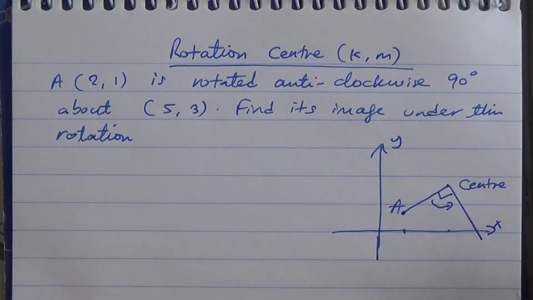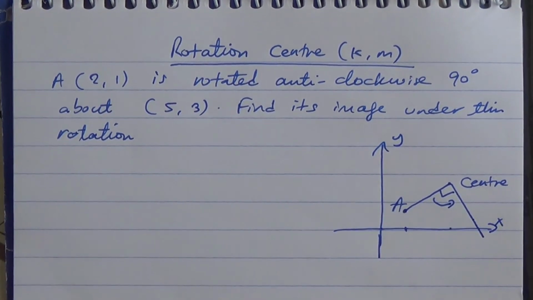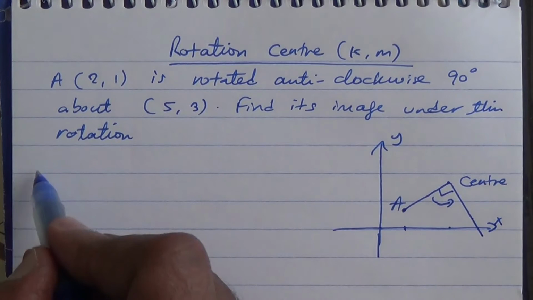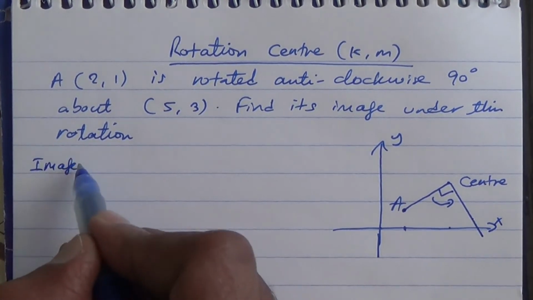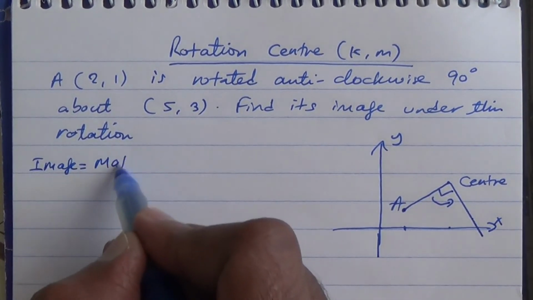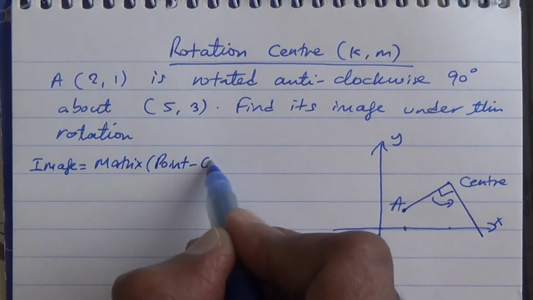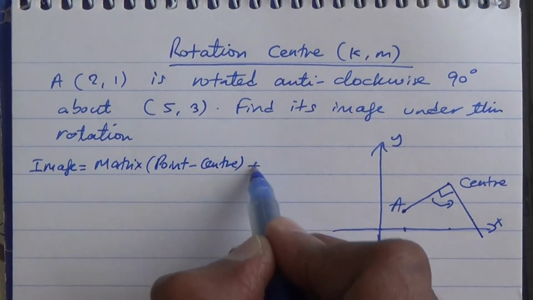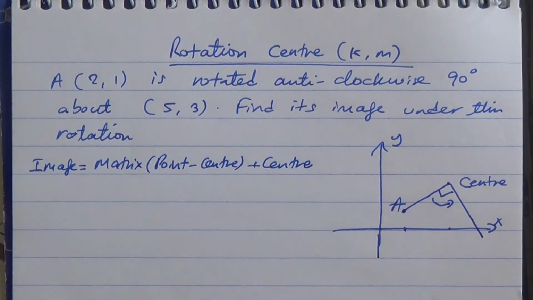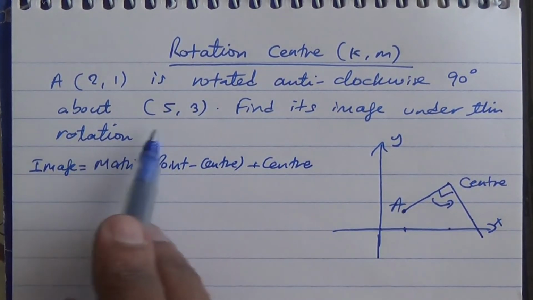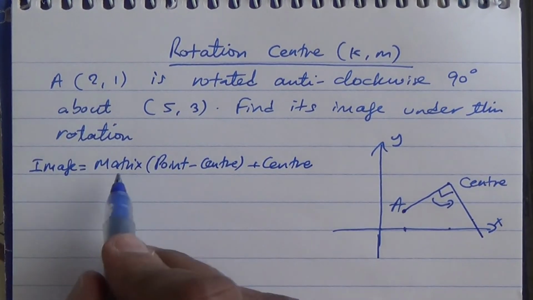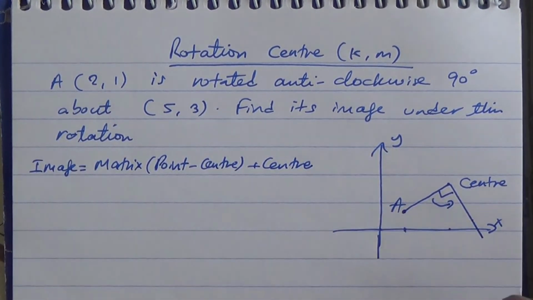Now this sounds very difficult, but it's not. All you need to remember is that the image is equal to the matrix multiplied by the point, take away the center, and then add the center again. So let's do it for this one. So matrix multiplied by point. What's the matrix for 90 degrees?